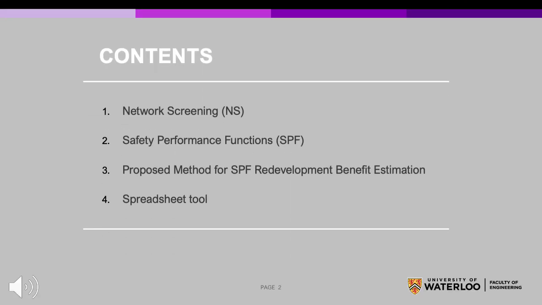The structure of this presentation is as follows. First, a brief background will be provided for the concept of network screening and safety performance functions. Then the proposed method for benefit estimation of redeveloping SPFs will be described. Finally, I'll go through a snapshot of our spreadsheet that is being developed based on our proposed method.